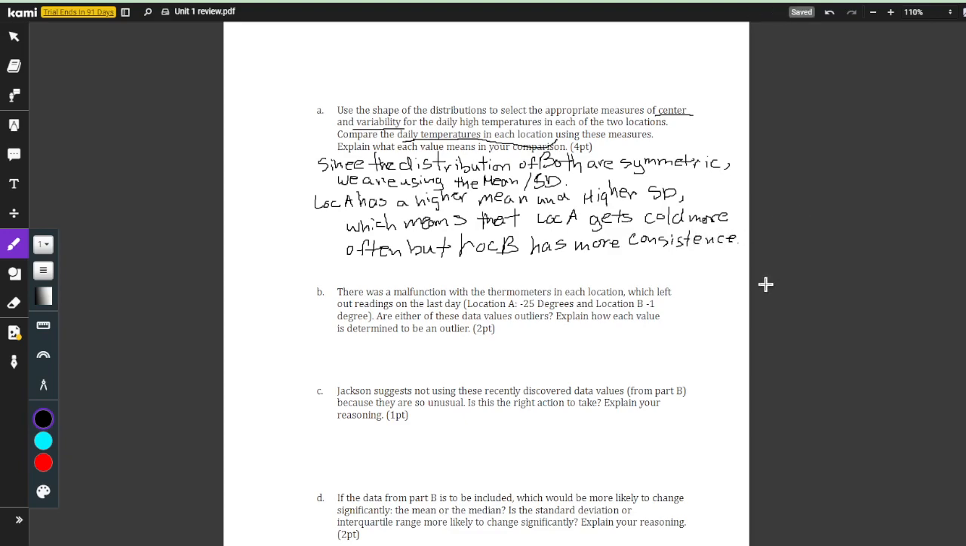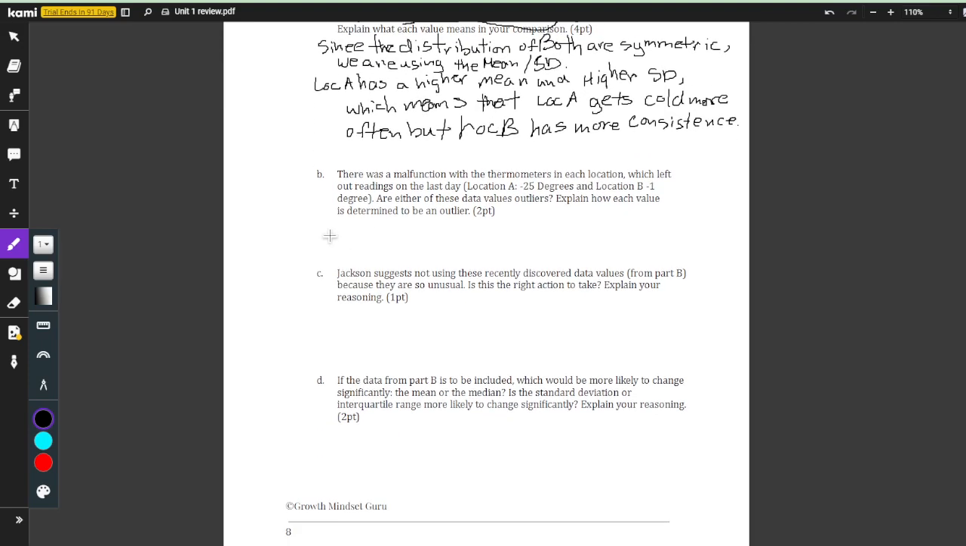Okay, as you can see, there's a lot to write. We are writing in complete sentences, and that's what we have to figure out. Since the distribution of both are symmetric, we are using the mean and the standard deviation. Location A has a higher mean and a higher standard deviation, which means that location A is colder more often, but location B has more consistency. The weather is more consistent in location B.